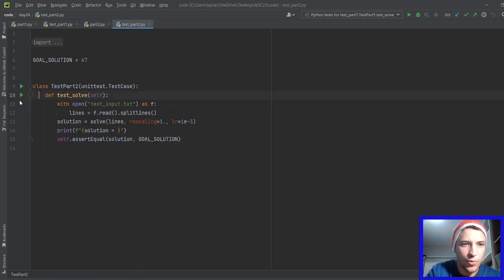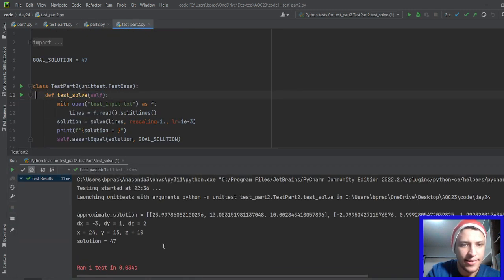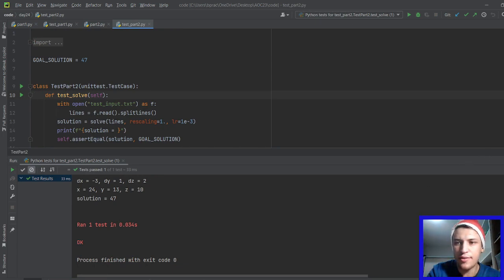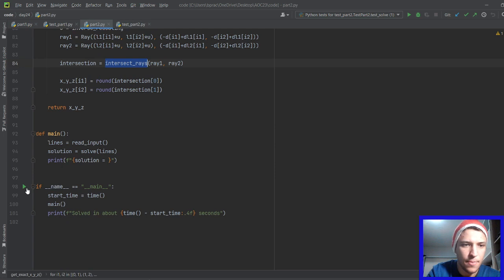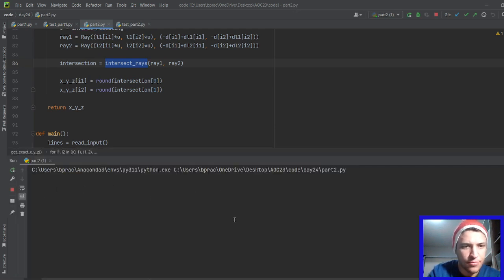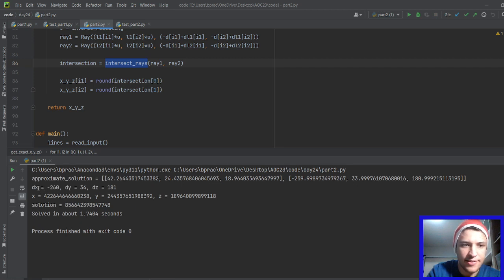And yes, we can of course run this on the test input, and that looks good. So we can also run it on the real input. And at least for me, we do see that the direction x, y, and z are fairly small, whereas the position x, y, and z are much, much larger. So we actually need to be a bit more precise at getting them exactly right.